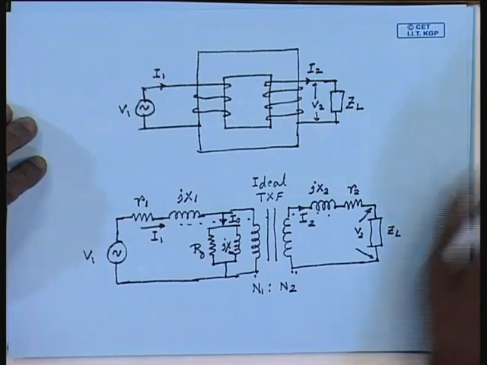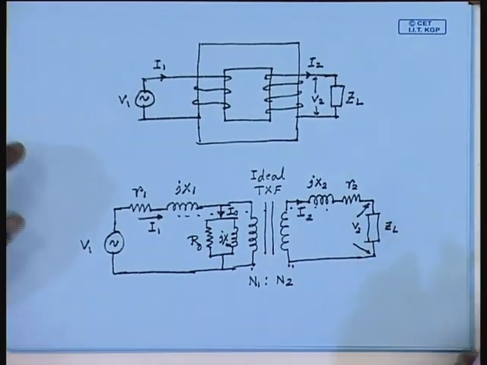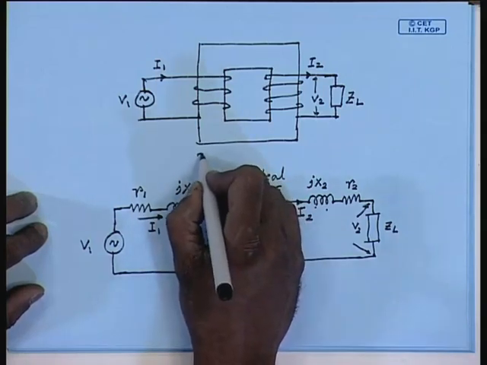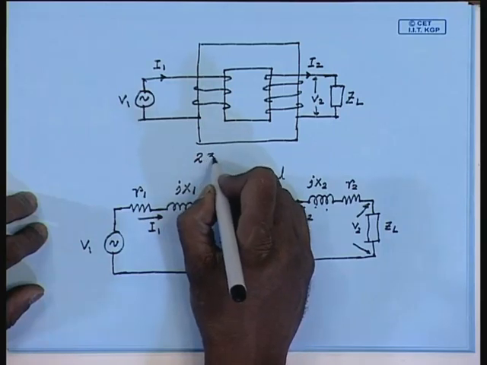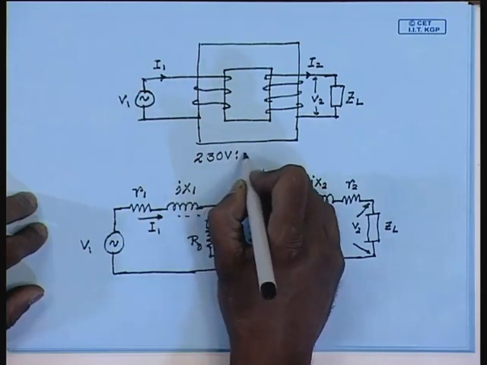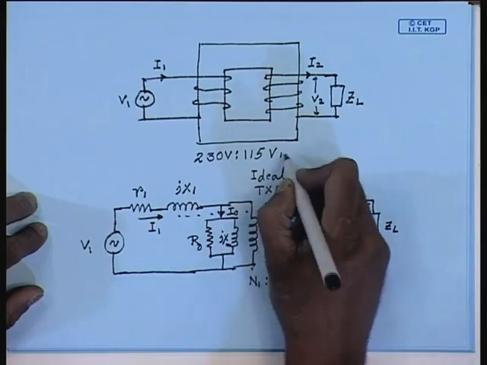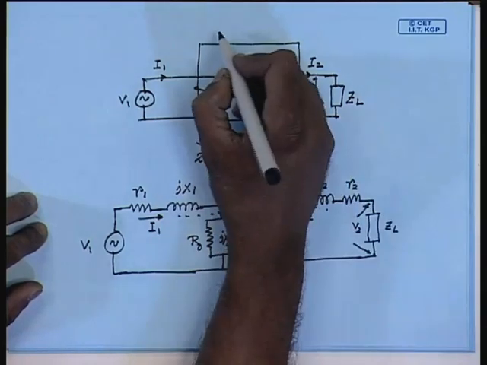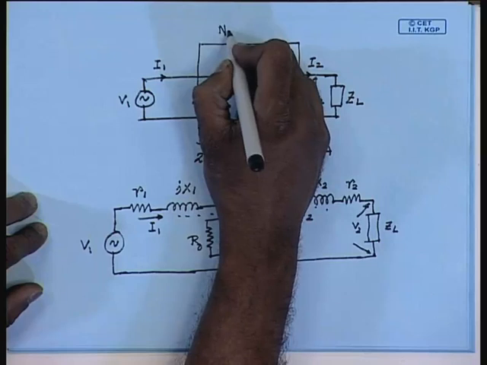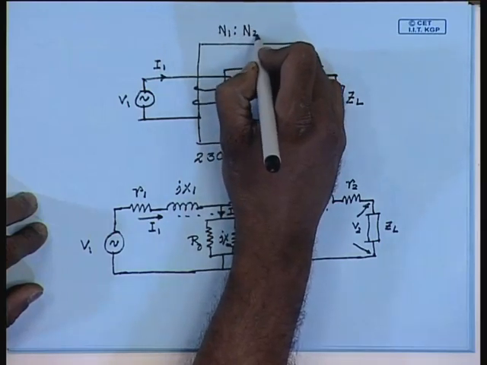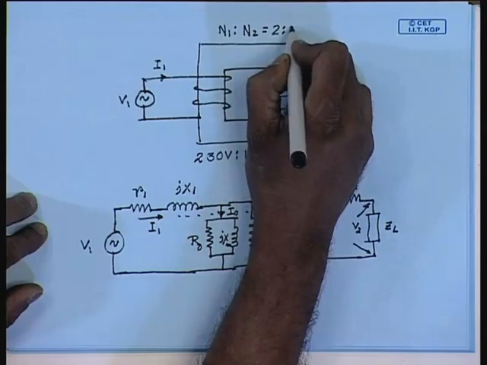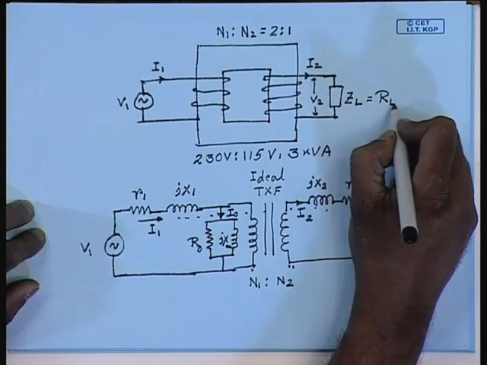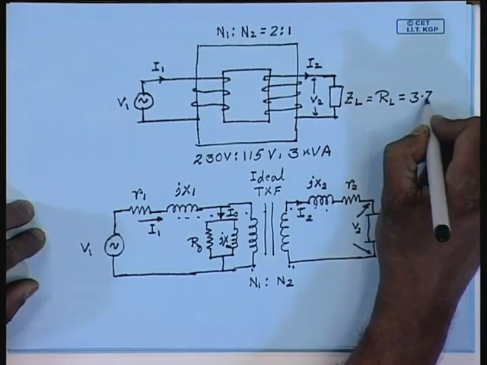Let us say that this is a single phase transformer, the ratings are 230 volt is to 115 volt and the kVA rating is 3 kVA, which means N1 is to N2 for this case is 2 is to 1. Also, let us say the load impedance is actually a load resistance of value 3.75 ohm.